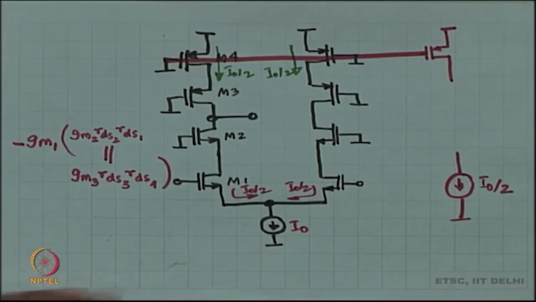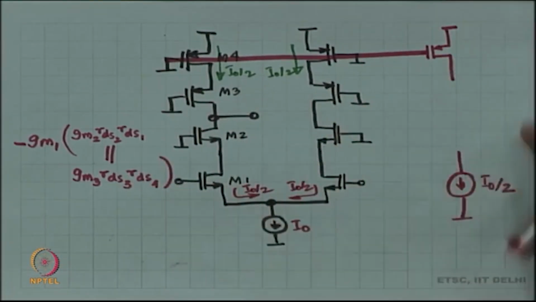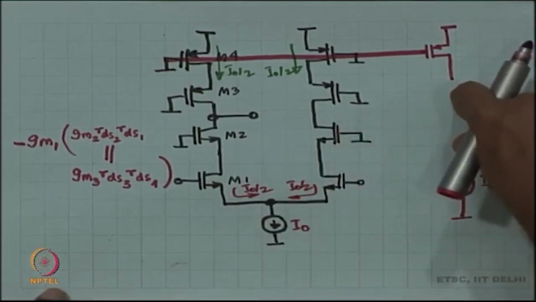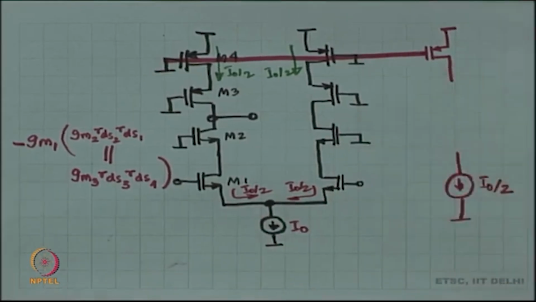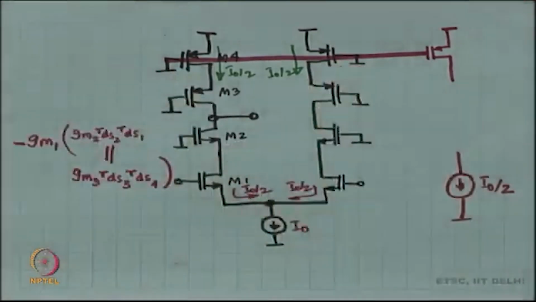Fine. Now, this is okay. I have not yet connected this portion up. This is a straight line. I mean, imagine this to be connected. Now, the biasing of this device is done.